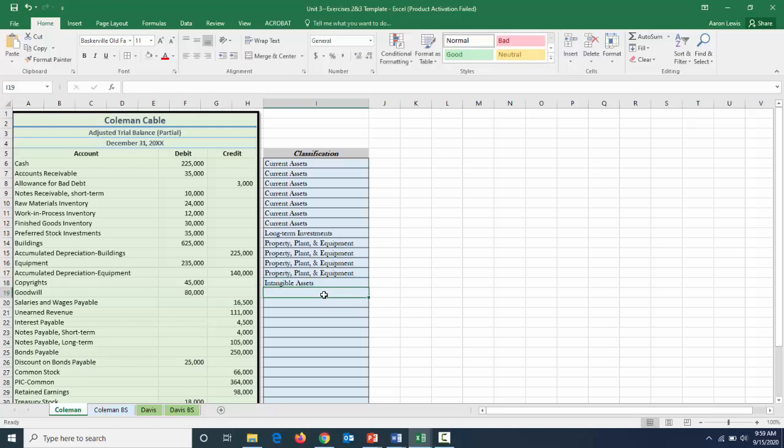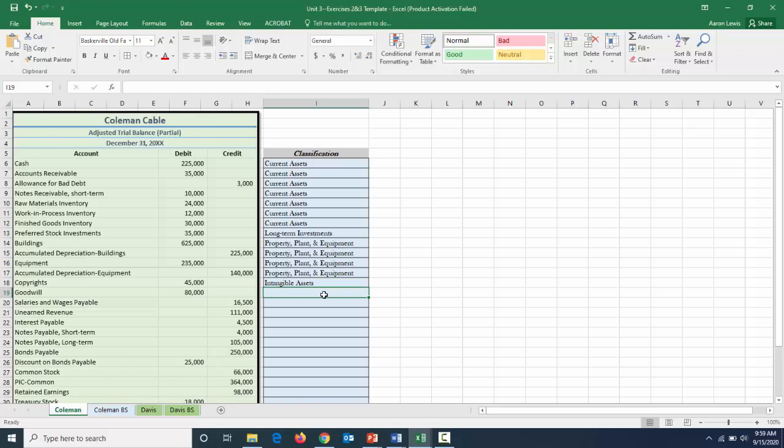Underneath that, we have goodwill. And goodwill is a strange kind of concept, but essentially what it is is the premium that Coleman Cable paid when they bought out a competitor. So when that happened, they wanted to have that competitor's name, that competitor's customer list, etc.